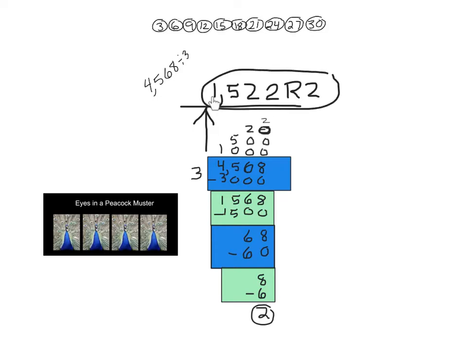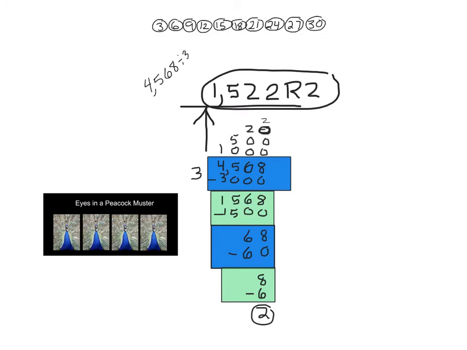We have 1,522 feathers, right? Because these are the eyeballs, and there's 3 eyes on each feather, right? So we have 1,522 feathers, and then we have 2 left over that maybe a feather is starting to grow.